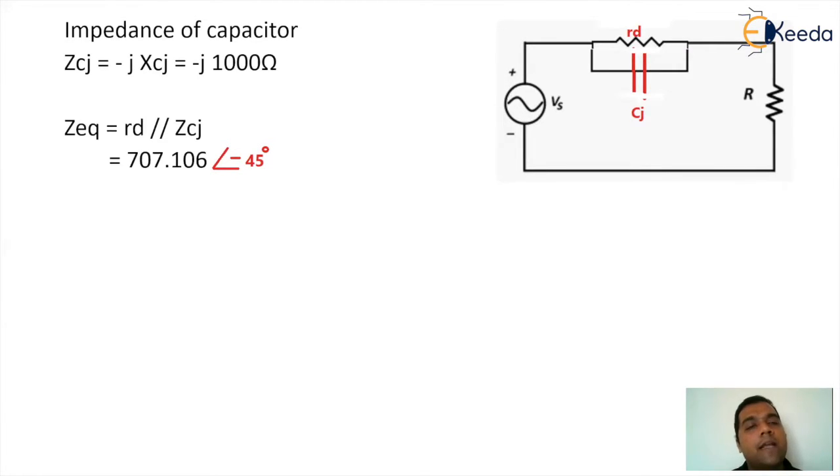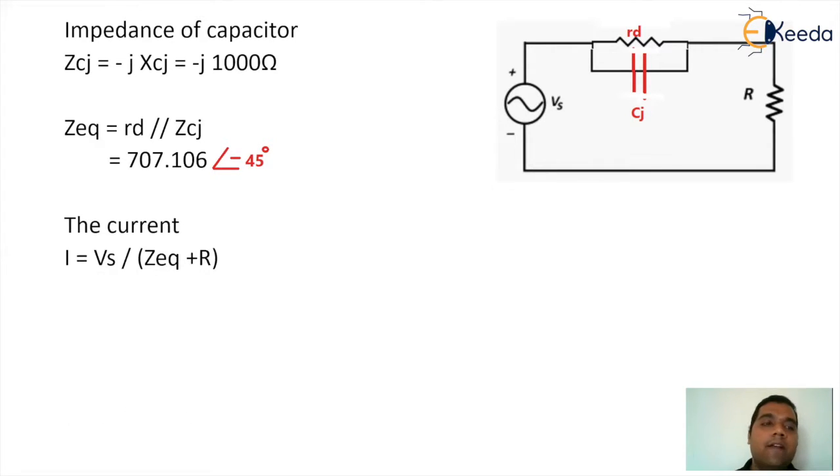If I want to calculate the impedance of the capacitor, the impedance of the capacitor is minus jXc. When I put the value of Xc as 1 by 2 pi f C with the omega value given, you will get Zc as minus j 1000 ohm. Now using that you can calculate the Z equivalent for the diode. It is RD parallel with ZCJ. When you substitute the values of RD and minus jXc in the formula, you will get Z equivalent as 707.106 angle minus 45 ohm. So that is basically the impedance of that section.